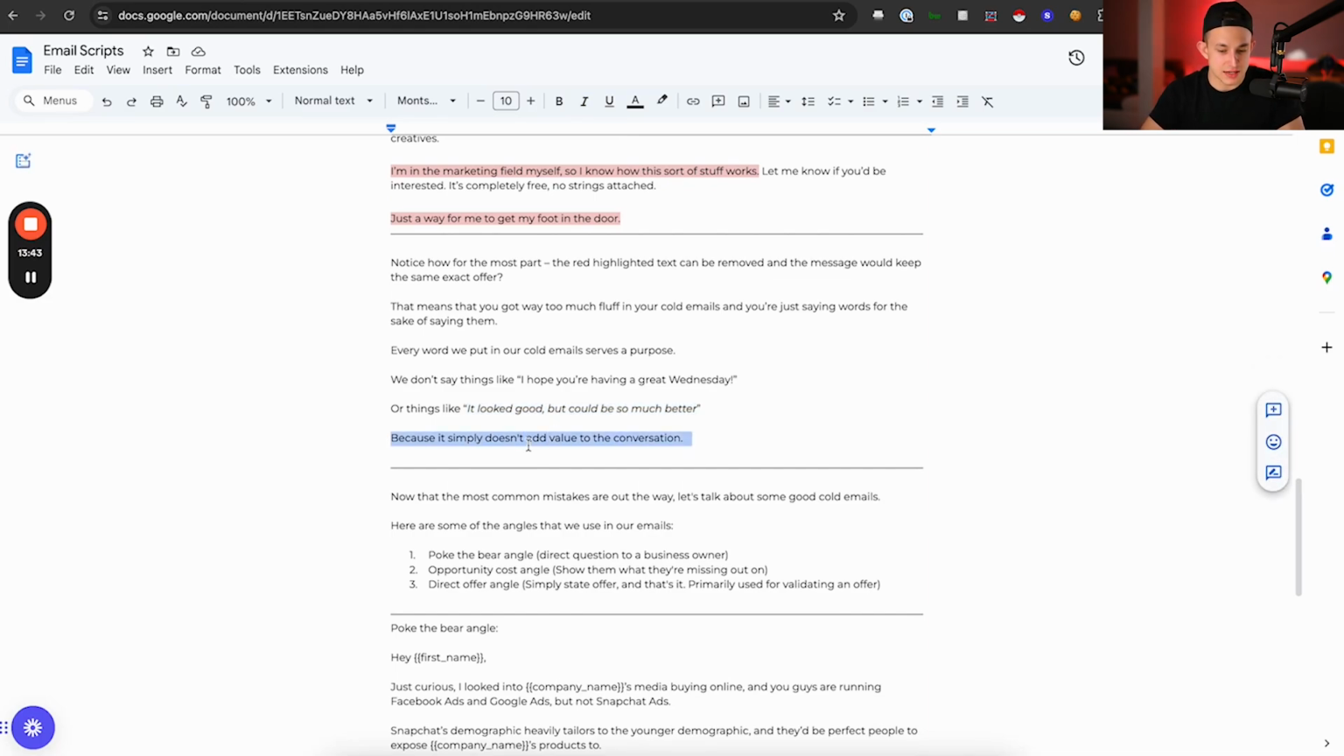And because it simply doesn't add value to the conversation. None of these things add value to the conversation, right? None of these things, saying any of these things, make the person desire your service more, okay?